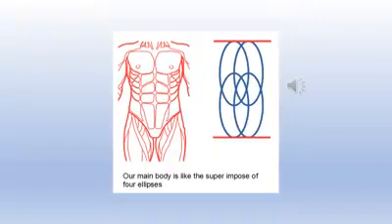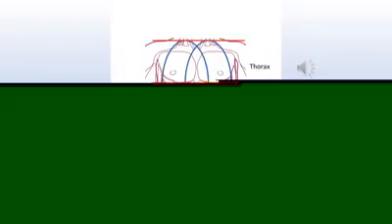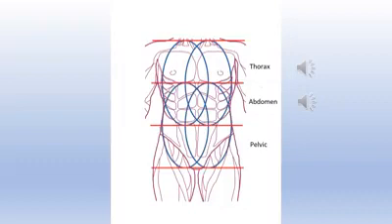Before we superimpose the four ellipses onto the body again, you can roughly see on the left hand side the muscle system, and on the right hand side the four ellipses. Then we are going to superimpose these two together. Finally we superimpose the two, and it meshes very well.